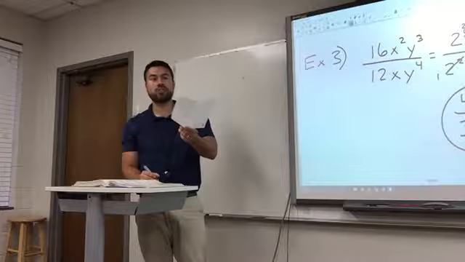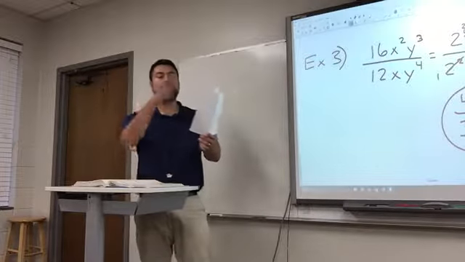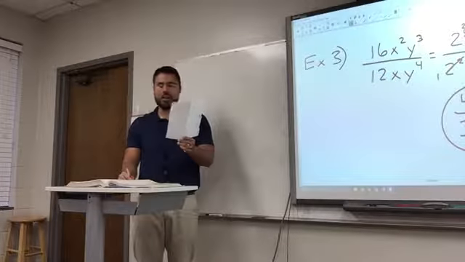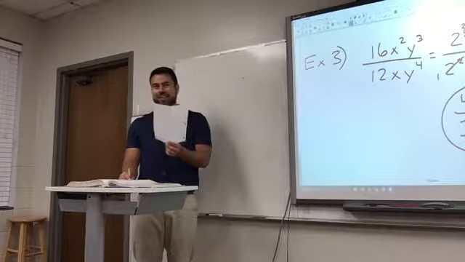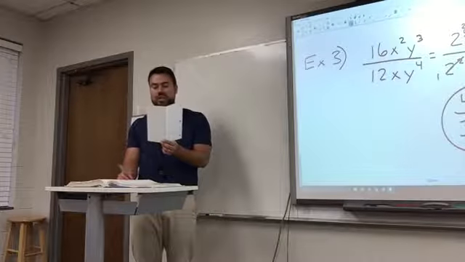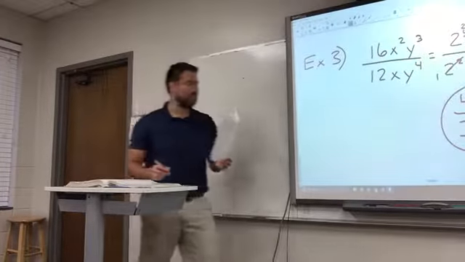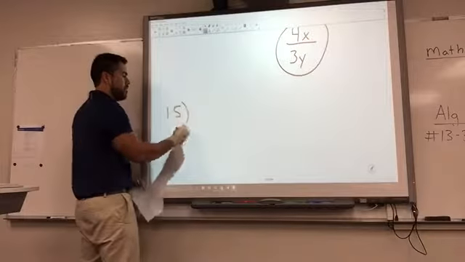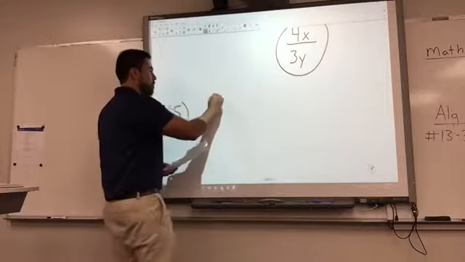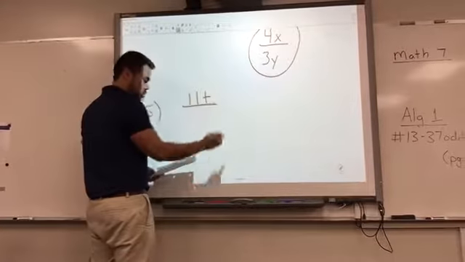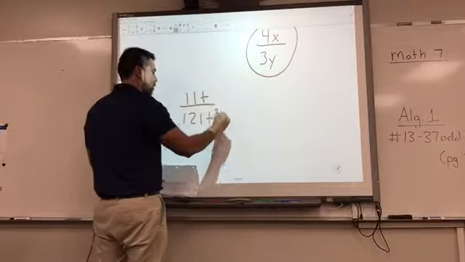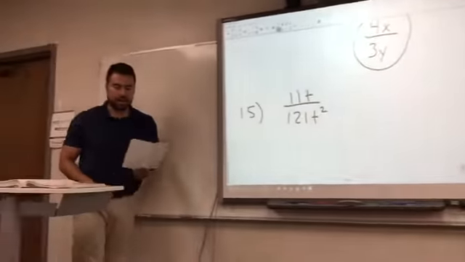Can I come back to that question? Let me give everyone a problem to see if they get it, and then I'll investigate that question. I think it's a good one. I'm having an error in my thinking. Okay, I want you guys to try page 198, number 15. Show me that work. You need to simplify, or write in simplest form, 11t and 120 over 121t squared. So try it out.